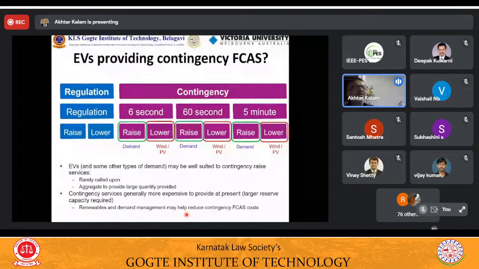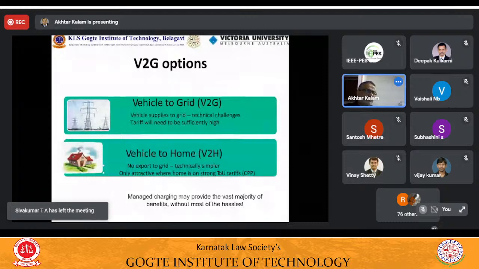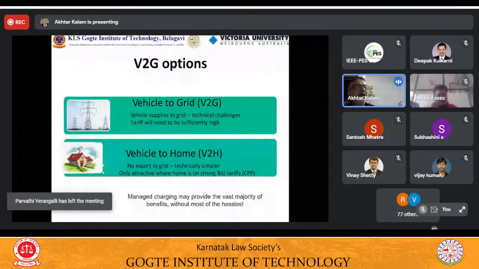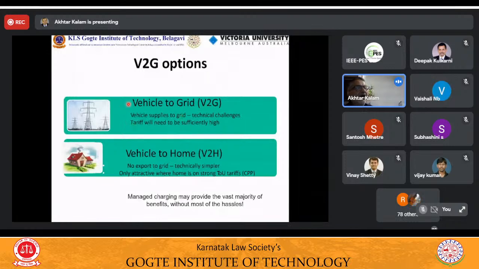So as far as the V2G option is concerned, my friends, we can look at V2G, or I can look at V2H. That means I can look at my vehicle supplying the grid. My friends, there's going to be technical challenges. And for this to become feasible, the tariffs have to be sufficiently high.